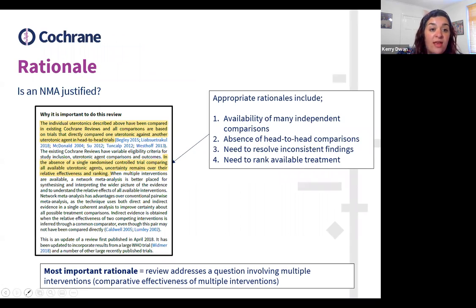So first of all, starting with, is a network meta-analysis justified? And they have considered this here. They've said, in the absence of a single randomized controlled trial comparing all available uterotonic agents, uncertainty remains over their relative effectiveness and ranking. And then it goes on to talk about network meta-analysis as well. Some of the appropriate rationales include the availability of many independent comparisons, the absence of head-to-head comparisons, the need to resolve inconsistent findings, and the need to rank available treatments. But the most important rationale is that the review addresses a question involving multiple interventions.